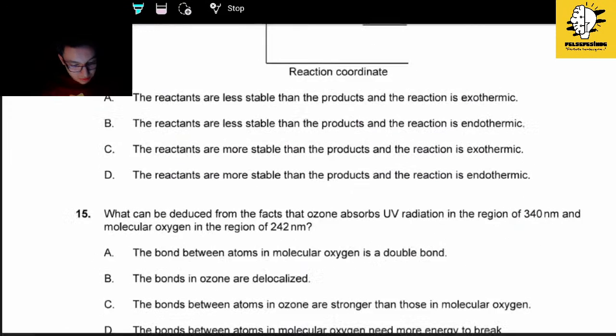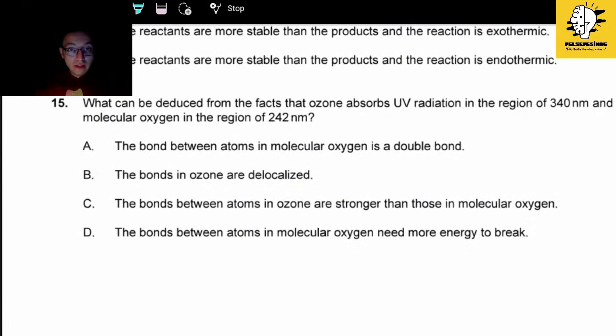Thank you very much again, by the way. Thank you. So it is asking in 15, what can be deduced from the facts that ozone absorbs UV radiation in the region of 340 nanometers and molecular oxygen in the region of 242 nanometers? So let me tell you the answer.